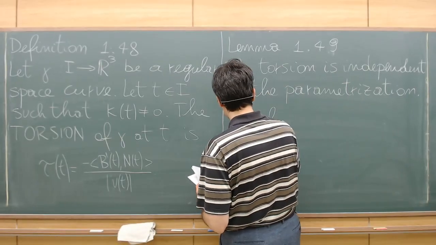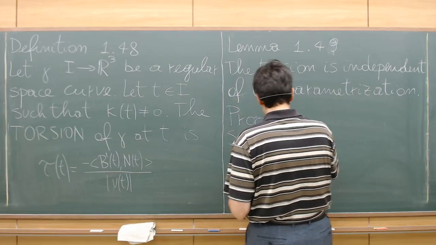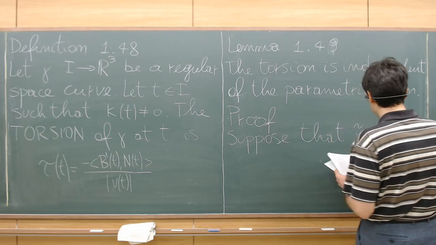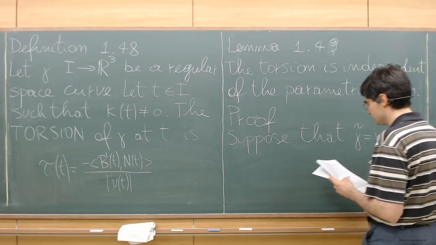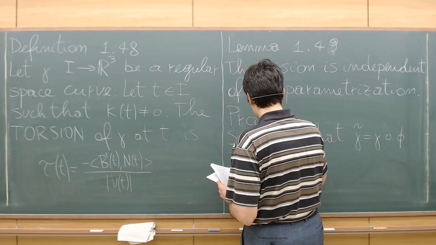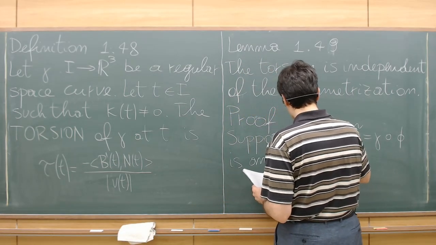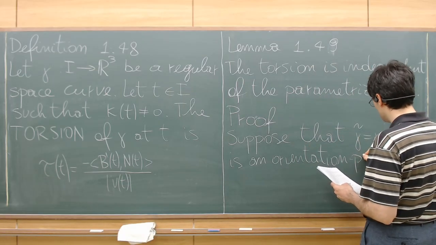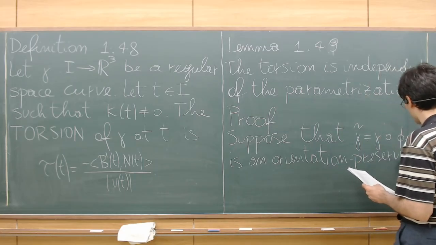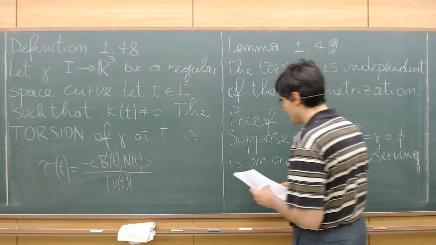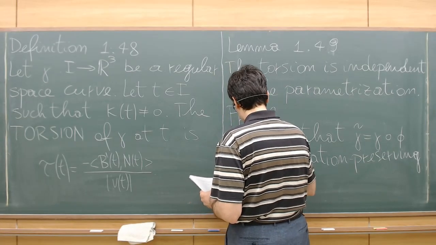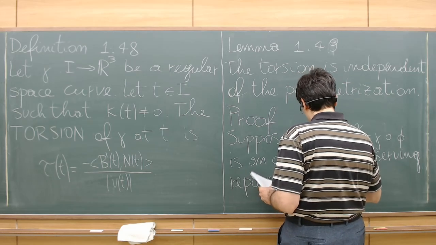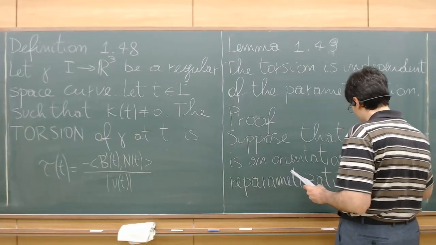Suppose that gamma tilde equal to gamma composed with phi is an orientation preserving reparametrization, that is phi prime is positive.